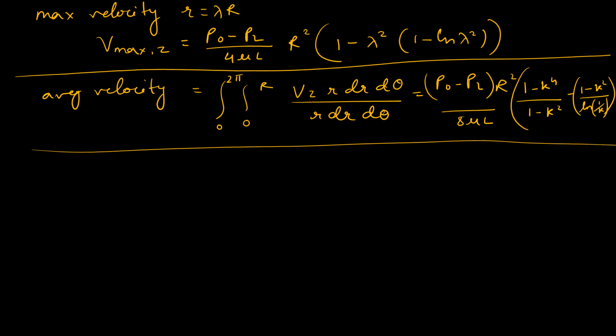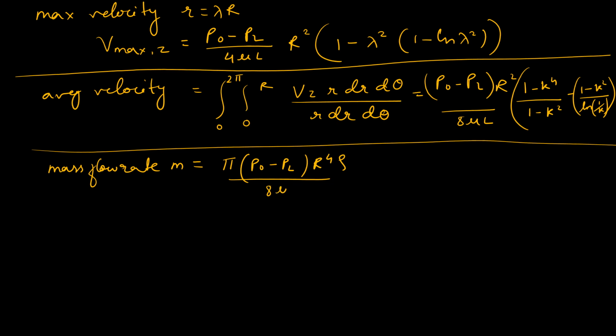To find the mass flow rate, m, which is average velocity times area times density, gives the equation π(P0 minus PL)R⁴ρ/8μL times [(1 minus k⁴) minus (1 minus k²)²/ln(1/k)].